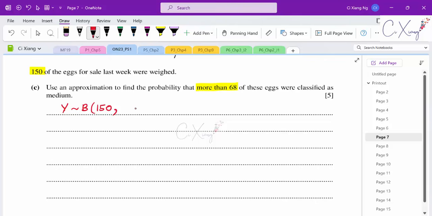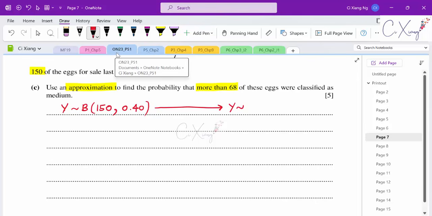And then what's the p that I should put in here? You have to put in the probability where it is classified as medium. So what's the probability for medium just now? 40%. So you should put it as 0.40. And for this question, you can see a very obvious keyword, approximation. So that means you can change binomial to some other distribution to make our calculation easier. So in our syllabus, binomial can be changed into normal distribution.